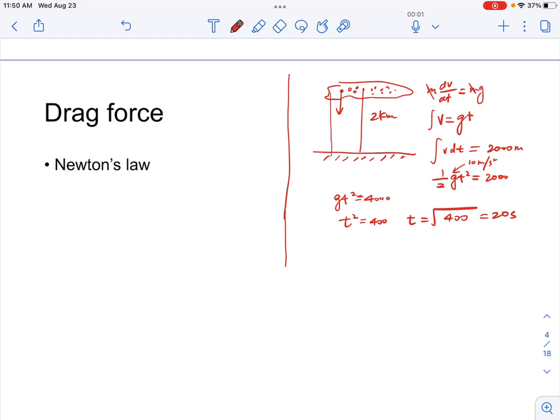Then what about the final velocity, right? The final velocity is just g multiplied by t. That is 10 multiplied by 20 seconds, which is 200 meters per second. So is this a fast speed, right? Is this reasonable in terms of the rain falling speed?